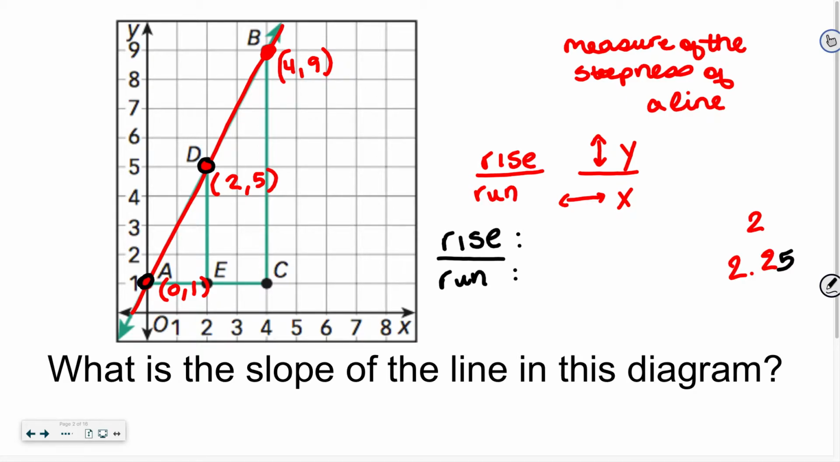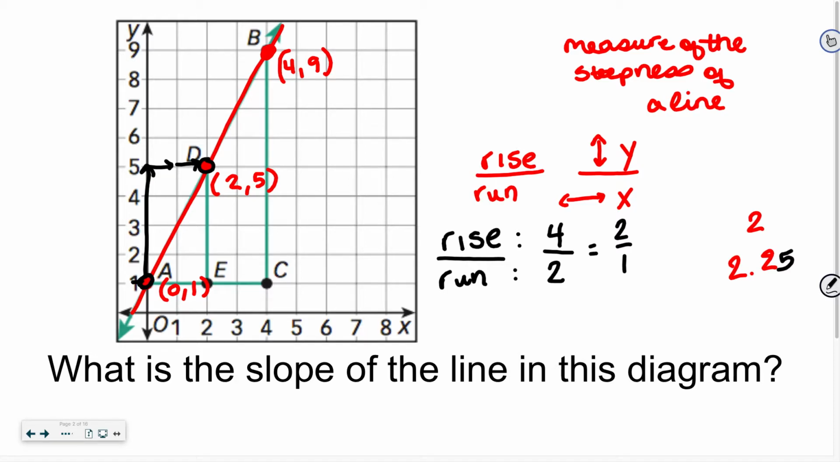So I'm rising 4. I'm going from a y value of 1 to a y value of 5. I increased 4. And then I went from an x value of 0 over to an x value of 2. So my run would be 2. Can I simplify that? So what's my slope? 2.